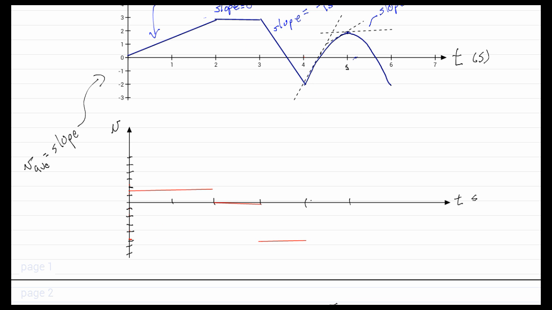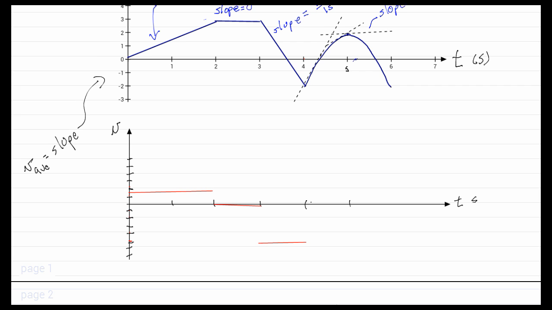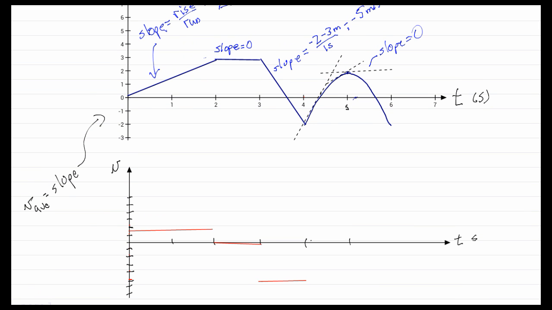Okay, finally, let's look at this parabolic motion from 4 seconds to 6 seconds. We know at time equals 5 seconds that the velocity is 0. So whatever our velocity looks like, it should be 0 right there.